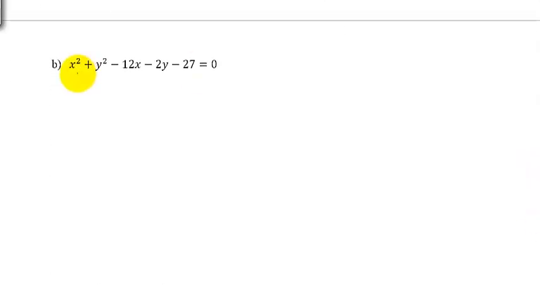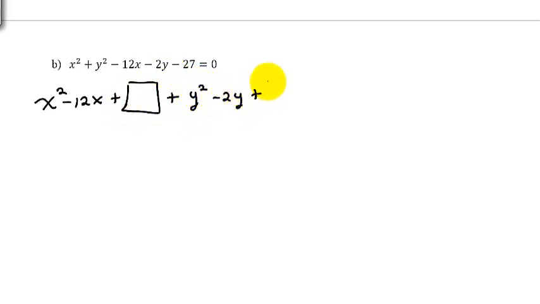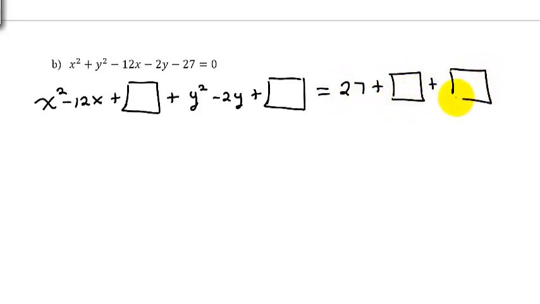In our next example, we have x squared plus y squared minus 12x minus 2y minus 27 equals 0. So I'm going to do some shifting around. I want the x's together: x squared minus 12x plus a box to complete the square, plus y squared minus 2y plus a box to complete the square again. And I'm also going to move this 27 over to the right-hand side, which means adding 27. So it's equals 27 plus your 2 boxes that you added to complete the square on the left.